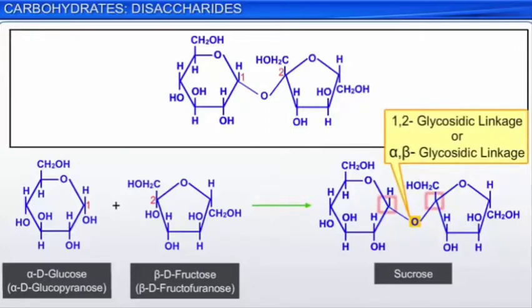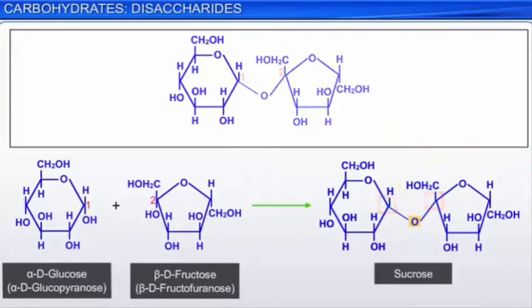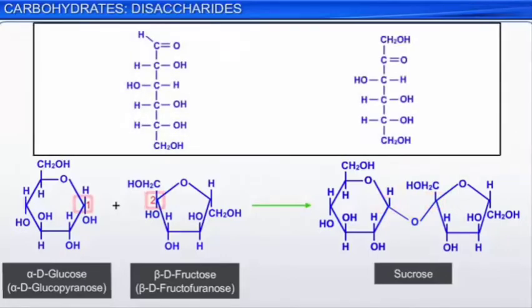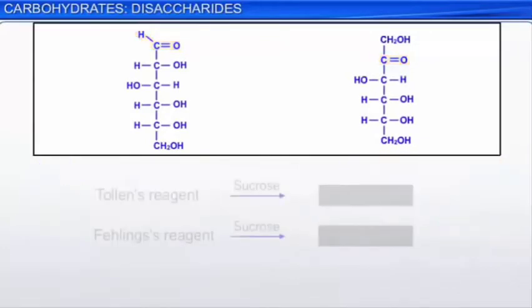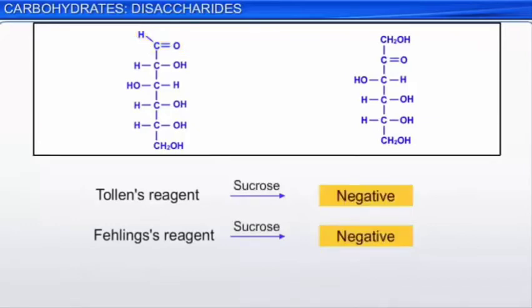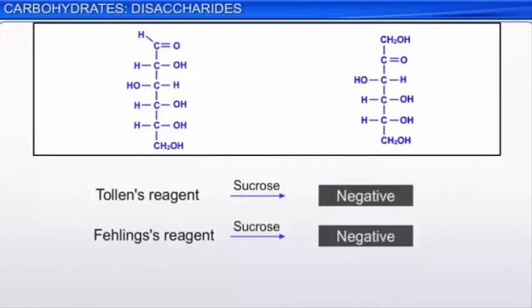Note that the loss of a water molecule results in the formation of 1,2 glycosidic linkage or alpha-beta glycosidic linkage. Thus, the 2 carbonyl functional groups of glucose and fructose are blocked with the formation of glycosidic linkage. As the reducing group, which is necessary to give Tollens' and Fehling's tests, is involved in the formation of the glycosidic linkage, sucrose gives a negative test with these reagents. Hence, sucrose is called a non-reducing sugar.